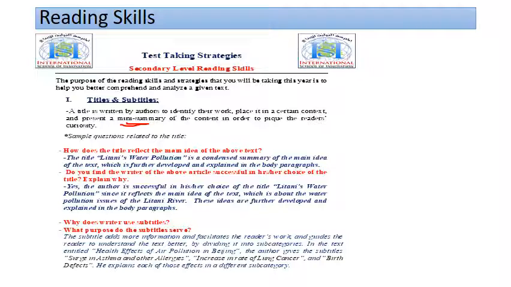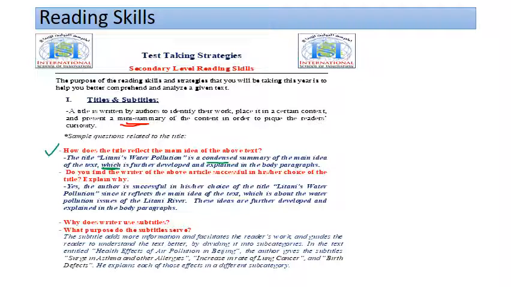This way. How does the title reflect the main idea of the above text? You would say, for example, if the text is called Litani's Water Pollution, you would say the title Litani's Water Pollution is a condensed or mini summary of the main idea of the text. And you don't stop here.